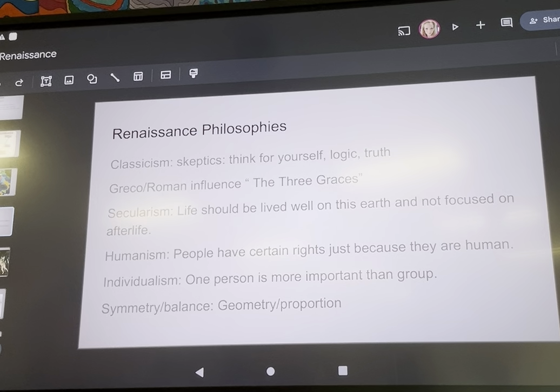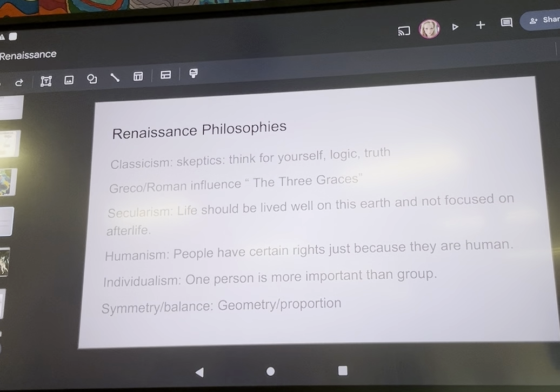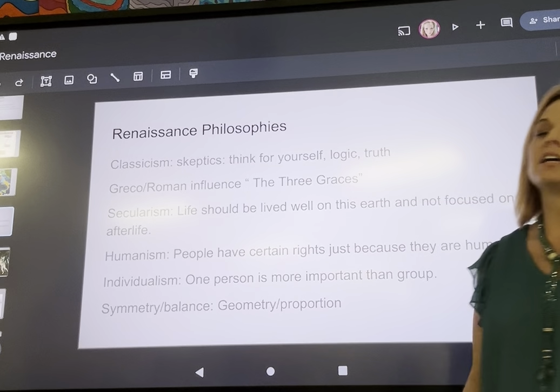Humanism is where people have certain rights just because they're human. And individualism, which was very different in medieval times, where you needed your society and your community to thrive. This is actually a very American ideal. The one person is more important than the group. Not every society feels that way. America for sure. And so that gets back to skepticism, which is think for yourself. Have a good time on this planet. Don't worry so much about struggling in this life and having a great afterlife. It's all about here and now. And then symmetry and balance and proportion.